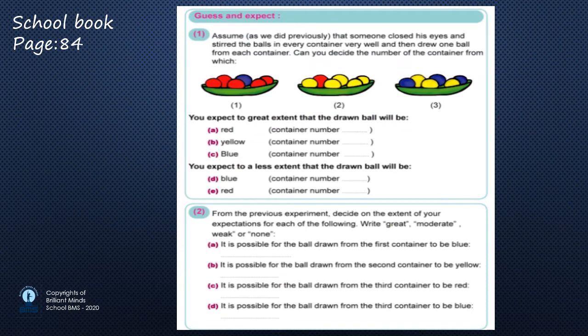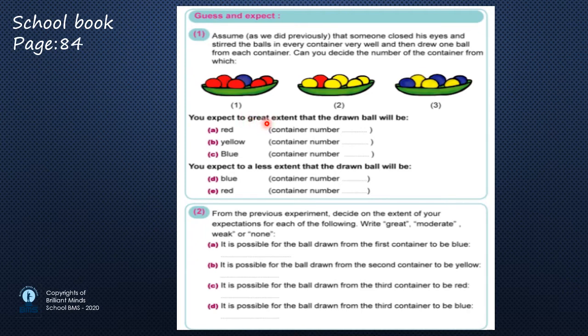Okay, we are in the book, page 84. Number 1 here. Can you see the 3 containers we have here? The first container, red and blue. The second, yellow and red. The third, yellow and blue. Instead of using the words possible, impossible, or certain, we have other words we can use also.